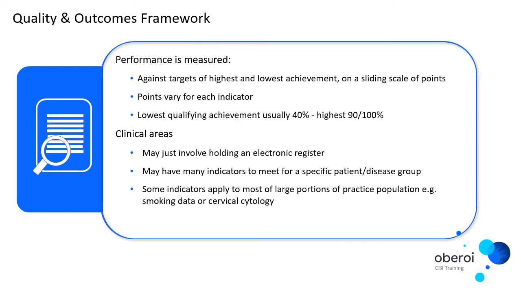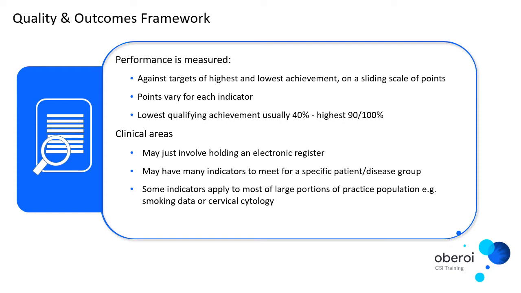So performance for practices is measured against targets of highest and lowest achievements on a sliding scale of points. The points available vary for each indicator. The lowest qualifying achievement is usually 40% and the highest is 90 or 100. So what that means is, to achieve any points at all, you have to get at least 40% of your patients meeting these targets. And in some, if you get over 90%, you don't get any more if you get to 100.